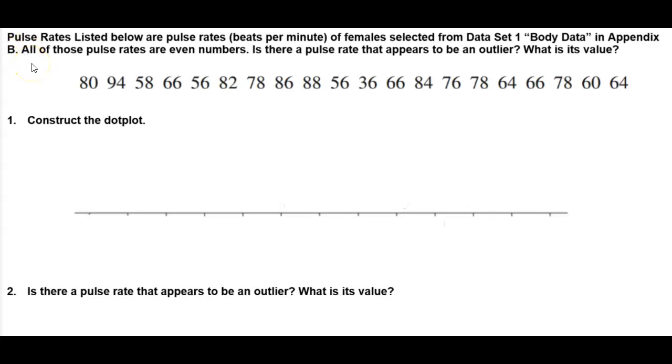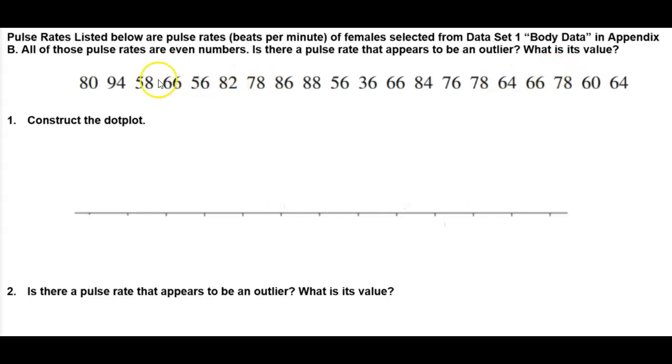The pulse rates listed below are pulse rates in beats per minute of females selected from Data Set 1, titled Body Data, in Appendix B. All of those pulse rates are even numbers. Is there a pulse rate that appears to be an outlier, and what is its value?